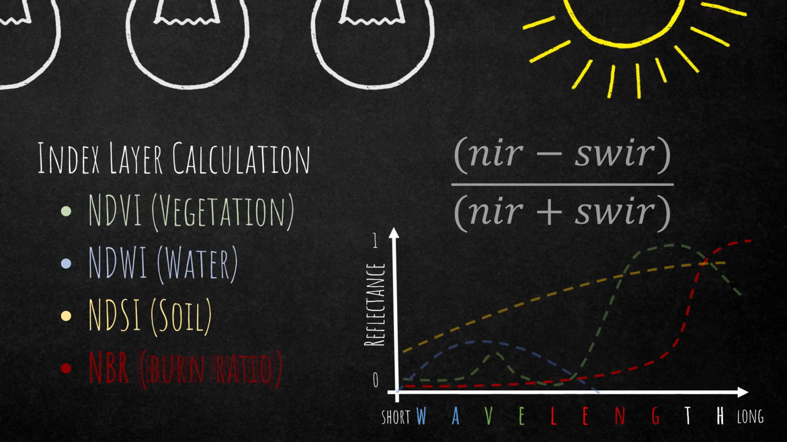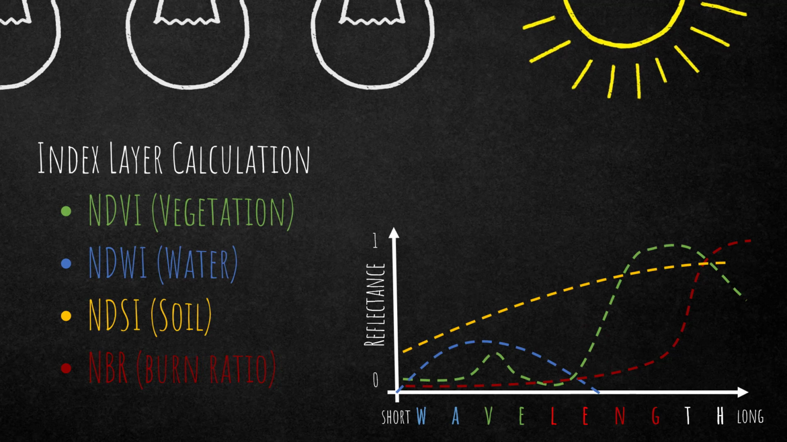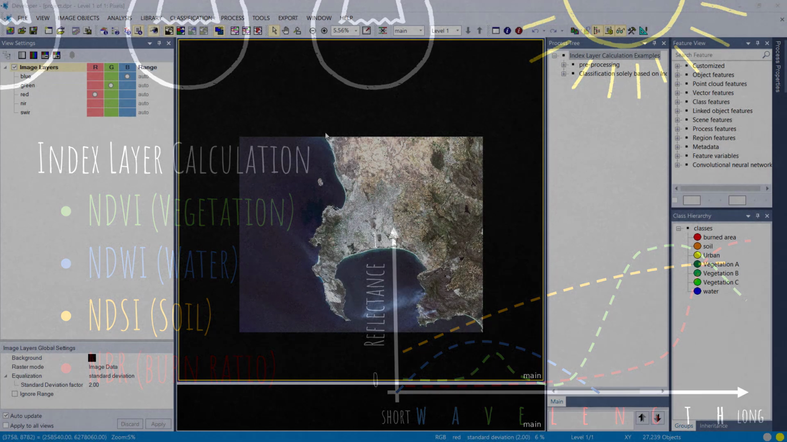Okay, now before we go into eCognition, simply an overview. So we have index layer calculation. We can calculate the NDVI, NDWI, NDSI, and the NBR. And within eCognition, it's gonna create a new raster layer that you also can export and use in other products, or that might already be your product. So no need to use third-party software to calculate the NDVI. You simply can do it in eCognition. All right, let's jump into eCognition and see how it works.